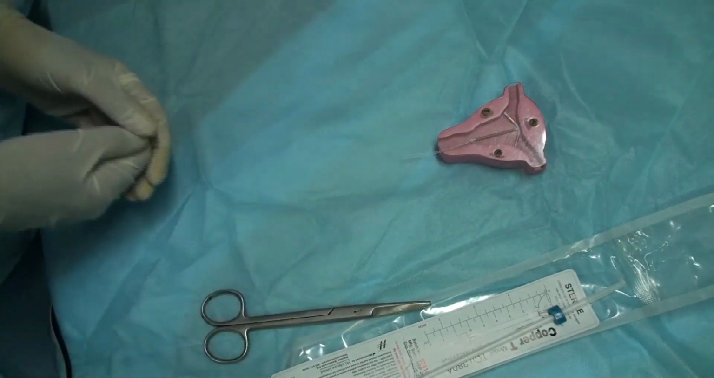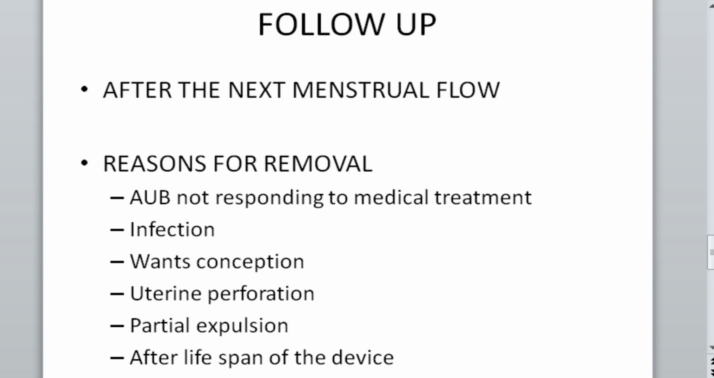Then further is our follow-up. For the follow-up, you ask the patient to come in the next menstrual flow. Now in the next menstrual flow, the patient could be totally asymptomatic and happy with her copper T, but the patient may have the following complaints, like abnormal uterine bleeding. For that, you give her tranexamic acid so as to control her bleeding. But if her bleeding does not get controlled, then she would require a removal. Or if she gets a pelvic inflammatory disease or infection, then also it would warrant a copper T removal.